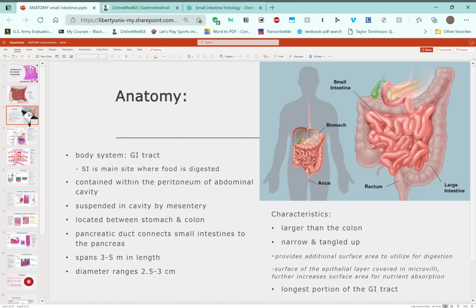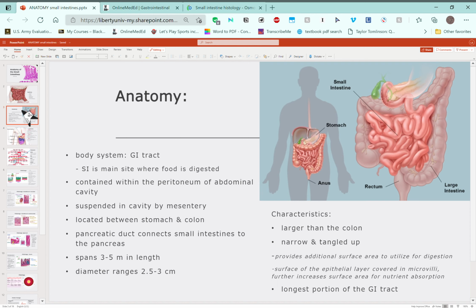Starting out with the anatomy, we can see that the small intestines is an organ which is situated in the GI tract. Specifically, it's located between the pyloric sphincter, which is part of the stomach, and the ileocecal valve, which opens into the colon or large intestines. Now, the small intestines is actually the main site where food is digested. There will be a lot of enzymes which are secreted by some cells of the small intestines, which help further break down the food that has been already churned up and broken down by the acid in the stomach.